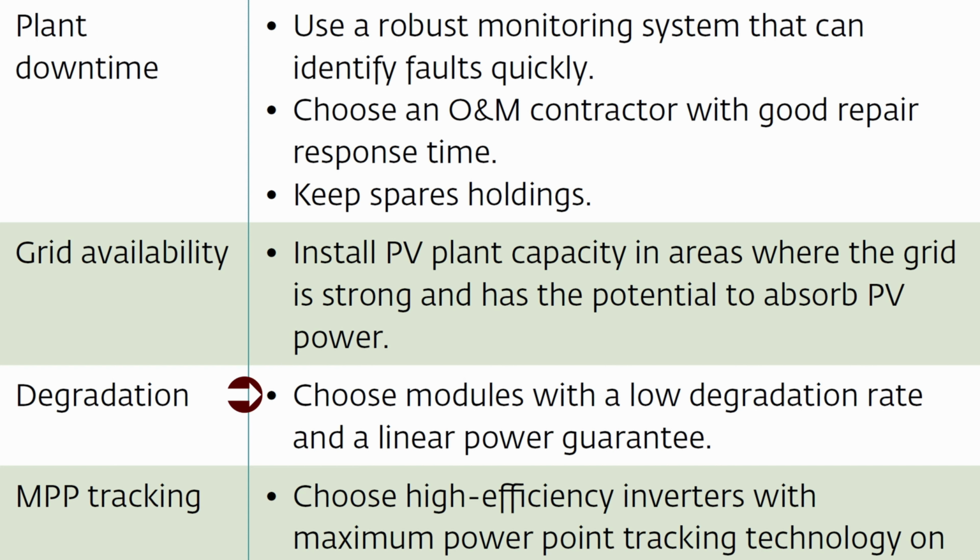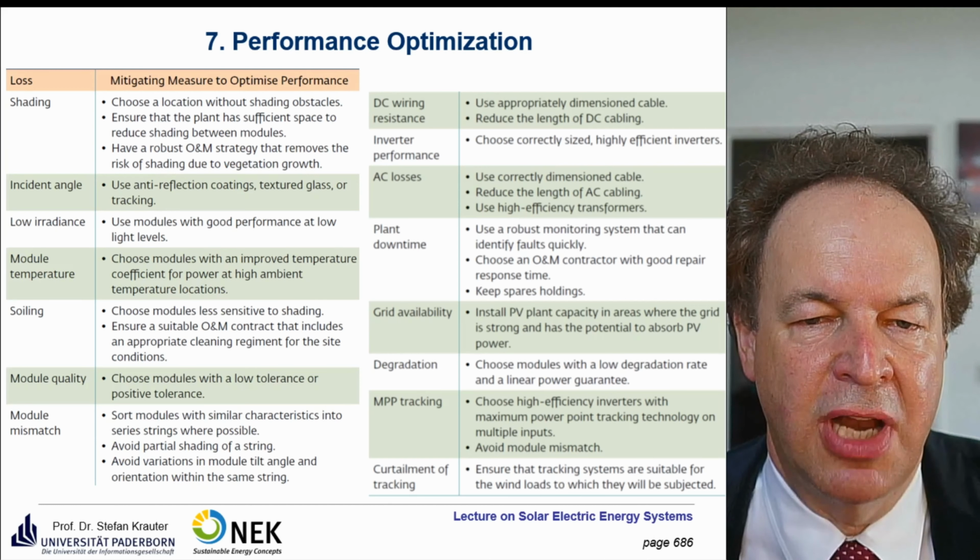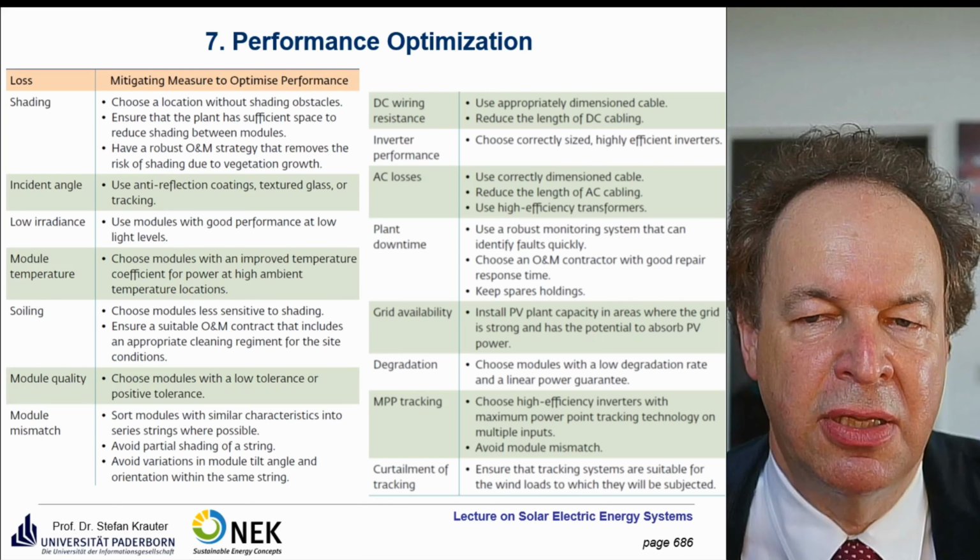Degradation: sure, you choose modules with a low degradation rate and a linear power guarantee. So you have a guarantee, for example, that after 25 years the module is still able to deliver 80% of its initial power under standard test conditions, or even better. Maximum power point tracking: yes, you have to choose high efficiency inverters. I can add to this that they should have fast tracking and global tracking. Sometimes if you have shading, there could be two maximum power points on the IV curve of the modules, and the tracker has to find both and then select the actual power point which offers the most power. Remember when I talked about this in the bypass diode lecture, how the IV curve looks like, and the maximum power point tracker has to be able to deal with that.